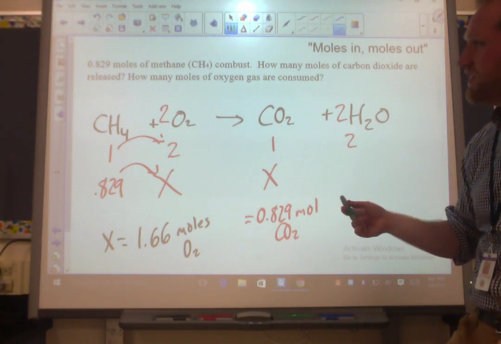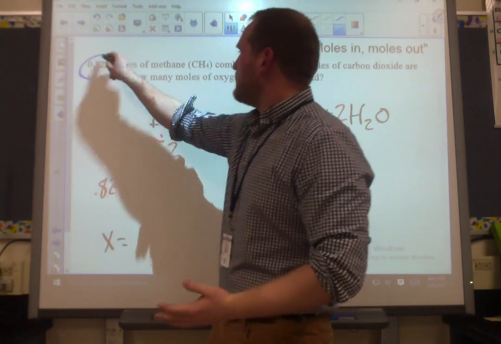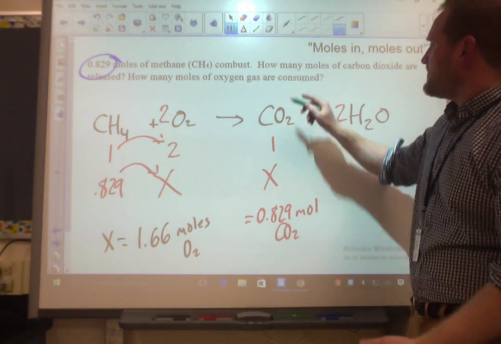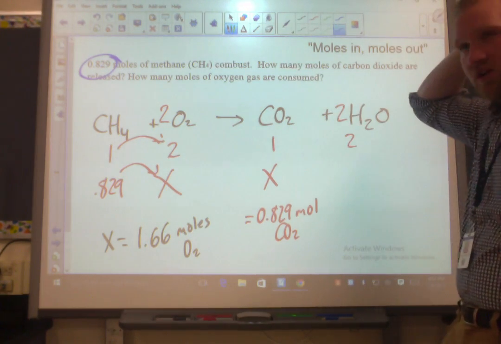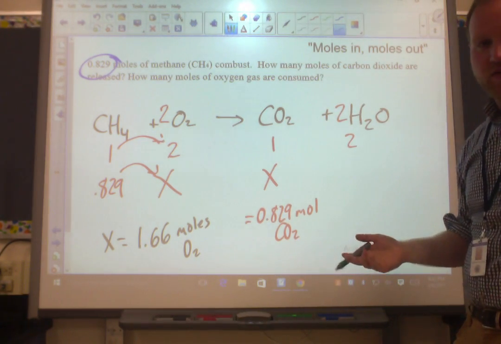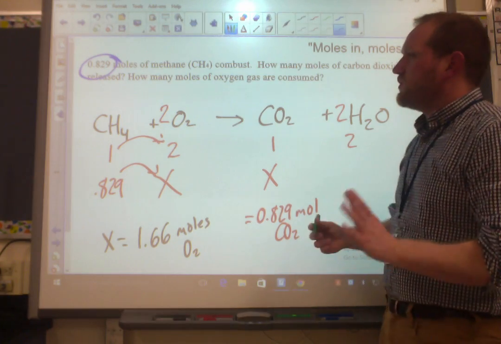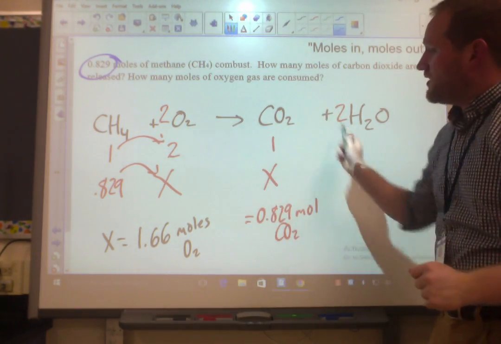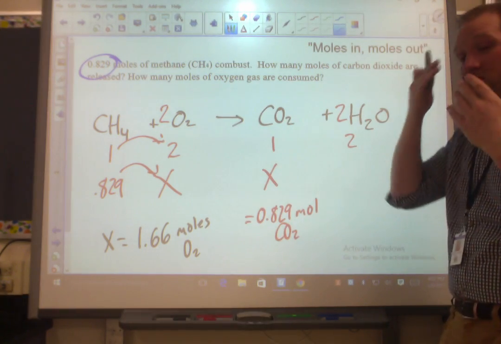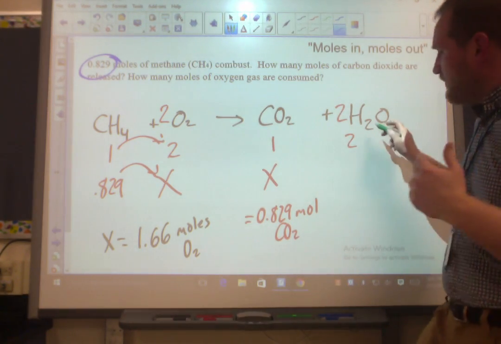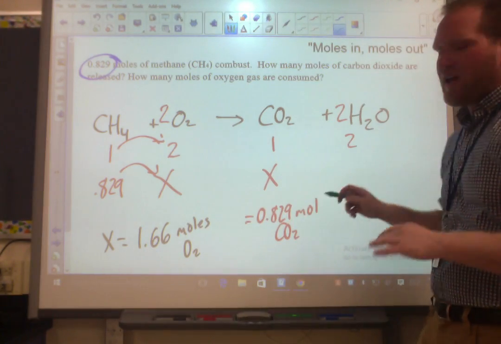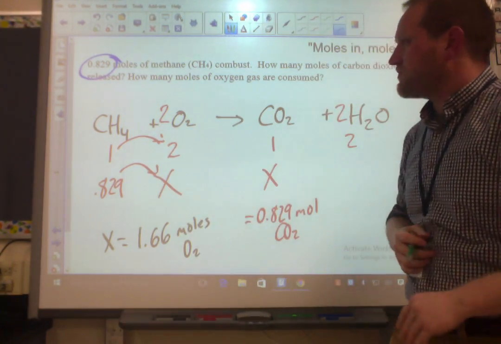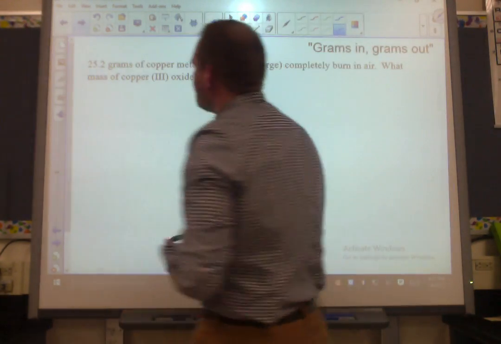Basically, by grams in, I mean, instead of me telling you this many moles of methane combust, I'll tell you a certain number of grams of methane. And instead of saying how many moles of carbon dioxide are released, I'll say how many grams of carbon dioxide are released. So again, all you have to do is convert your grams to moles initially, work through the table, and then convert your moles back into grams. Because everything in this table, all of these units, have to be in moles. You cannot be crossing grams into other grams. So let's go through a couple problems.